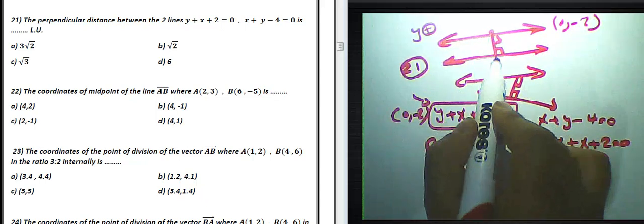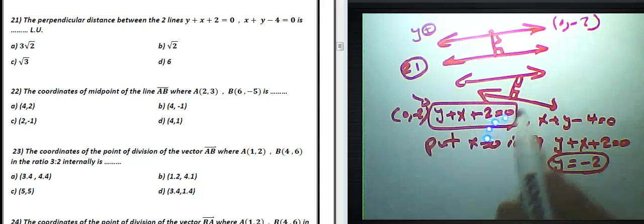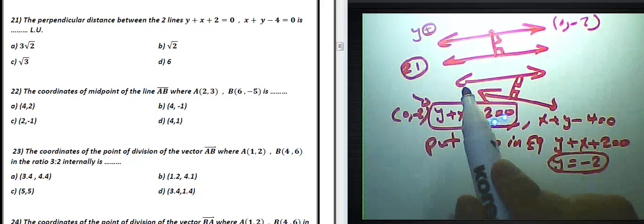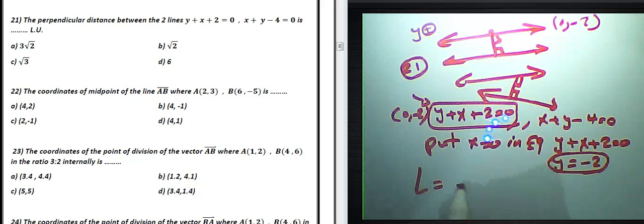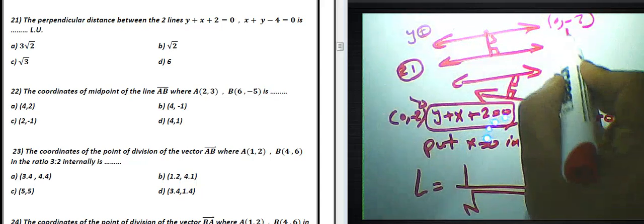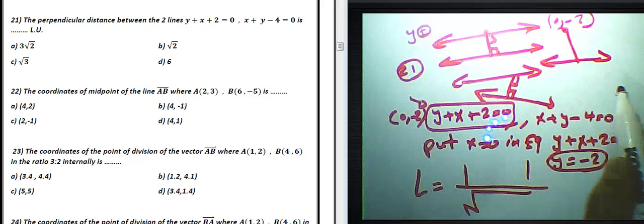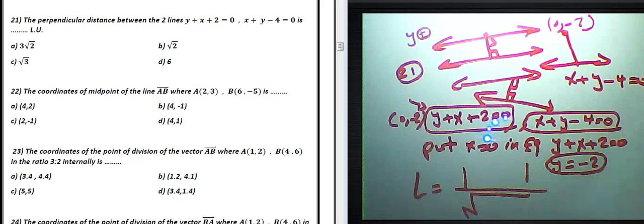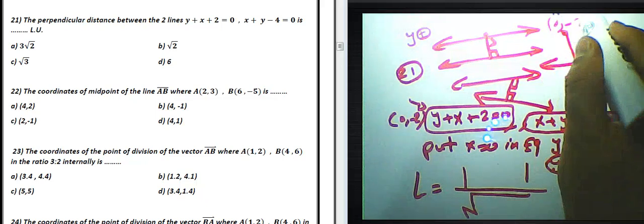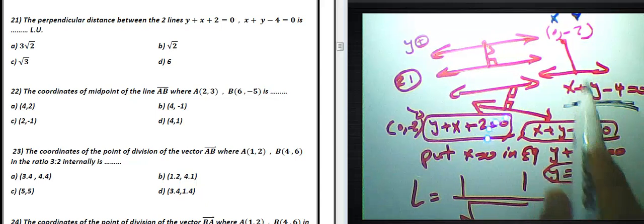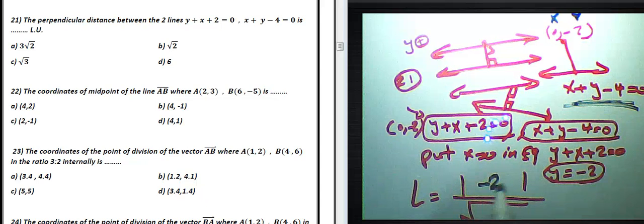Now you can write the equation of the second straight line and find the distance between this point and the straight line. We write L equals the absolute value over the square root. Again, we find the distance between the point (0, -2) and the second straight line x plus y minus 4 equals 0. Okay, my students? Understood? I will put x equals 0 and y equals -2 in this equation.